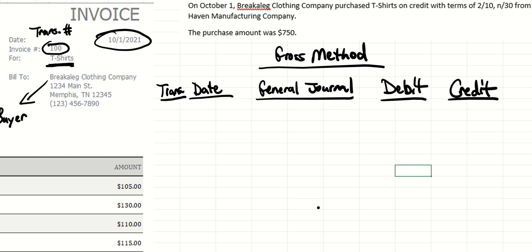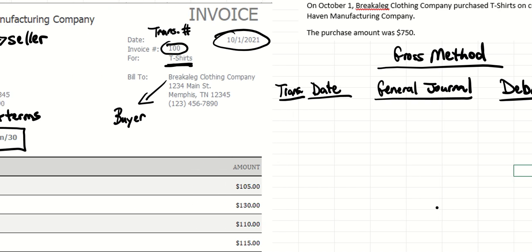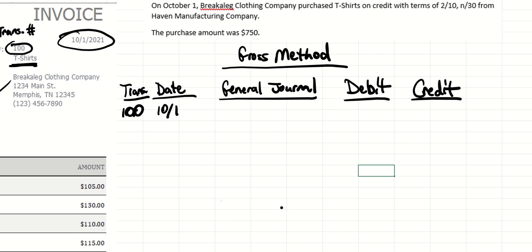Okay, so the transaction number is going to be 100 because that's what is displayed on the invoice. So I'm going to put on here 100. The date that we're going to use is going to be October 1st. Okay, so for this entry here, we're just going to record the initial purchase that was made.